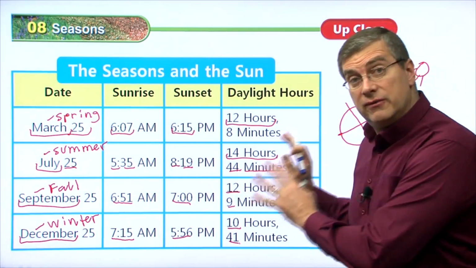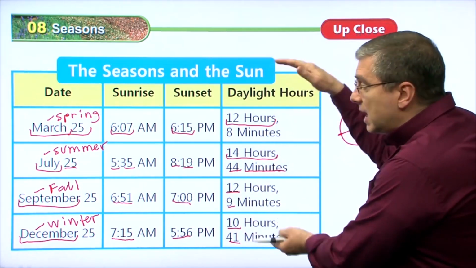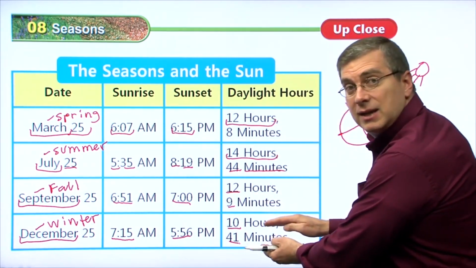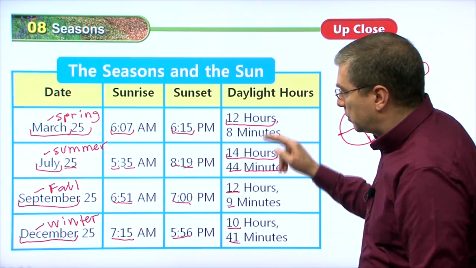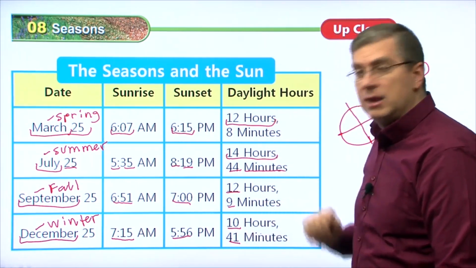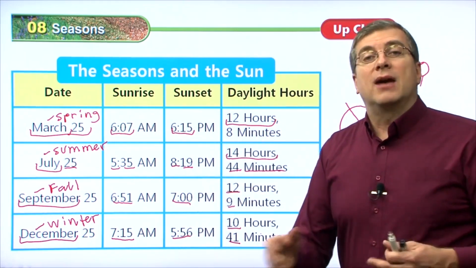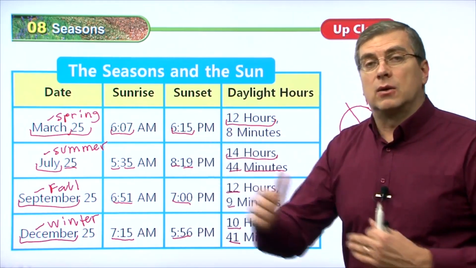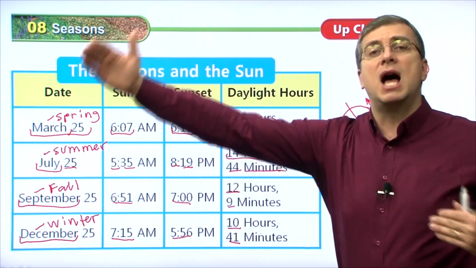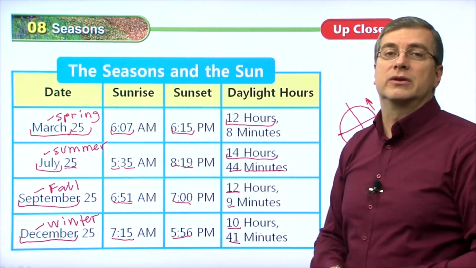So basically, this chart is very interesting, isn't it? It shows us that we have a lot of daylight in the summer, and a little bit of daylight in the winter. And of course, in the spring and the fall, they're about the same. They're in between the summer and the winter. So we can see that depending on the season, we have different amounts of time for daylight. In the summer, we have a lot of daylight. In the winter, we have less daylight. That's very important to remember.